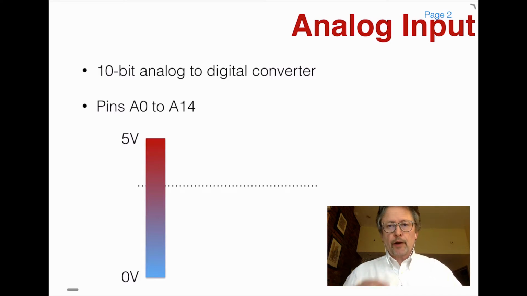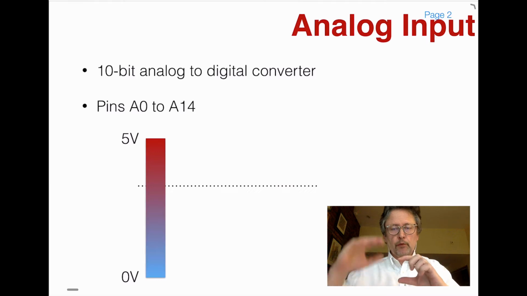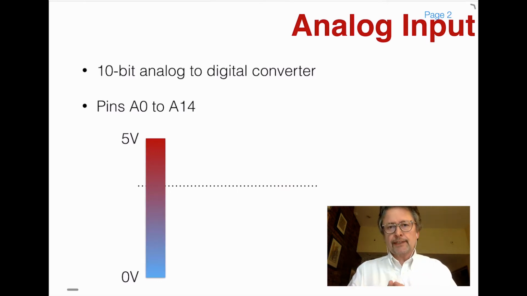The Arduino limits itself to the range 0 to 5 volts. It will not be able to measure anything greater than 5 volts. But we have ways around that if we had to deal with something that is larger.